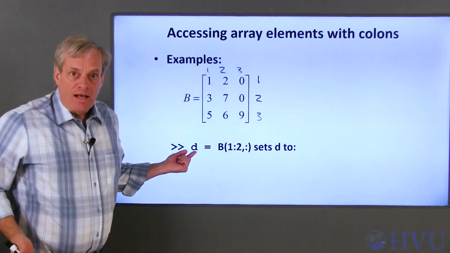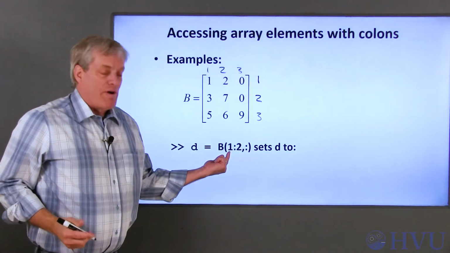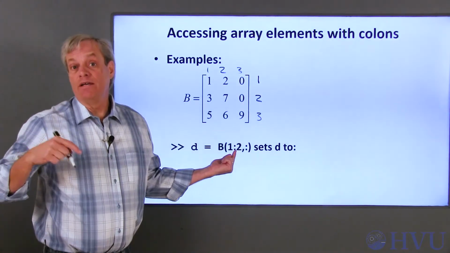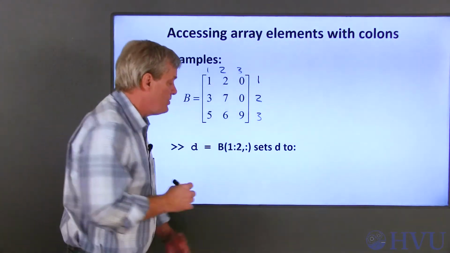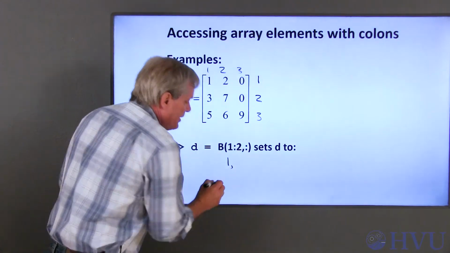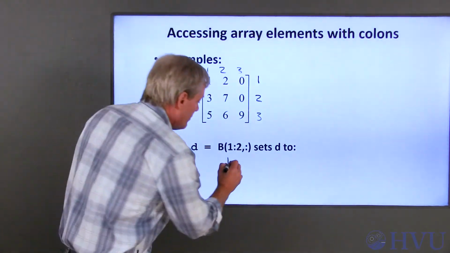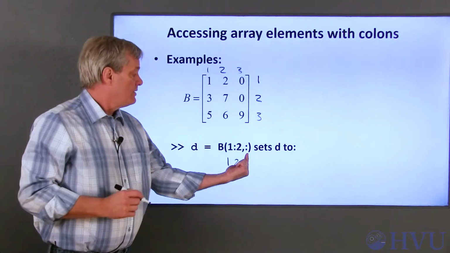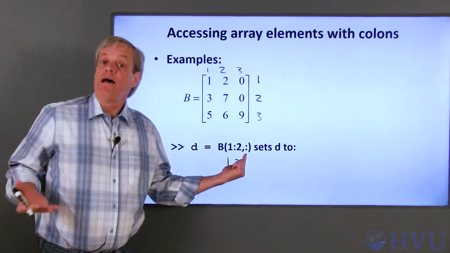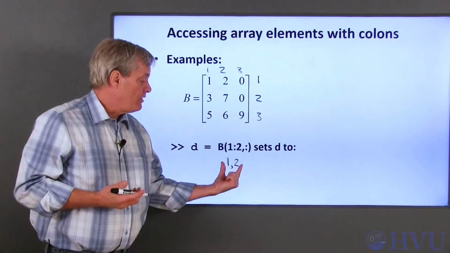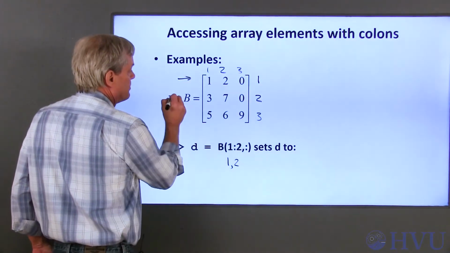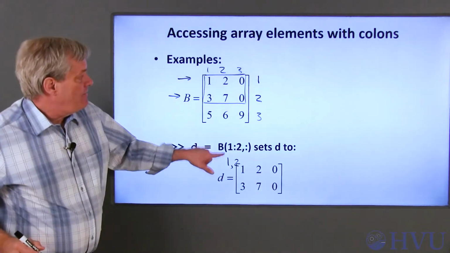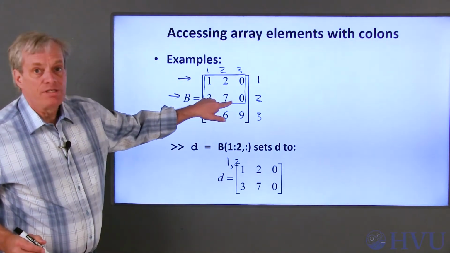Now let's look at this example. My row numbers start out at 1. There's no increment specified, so I increment by 1s and end at 2. So the first element's 1, the second element is 1 plus 1, which is 2, and then I'm done. The columns just have a colon. That means I want all of the columns in those two rows. So it's this row, and all of the columns, and D becomes 1, 2, 0, 3, 7, 0.